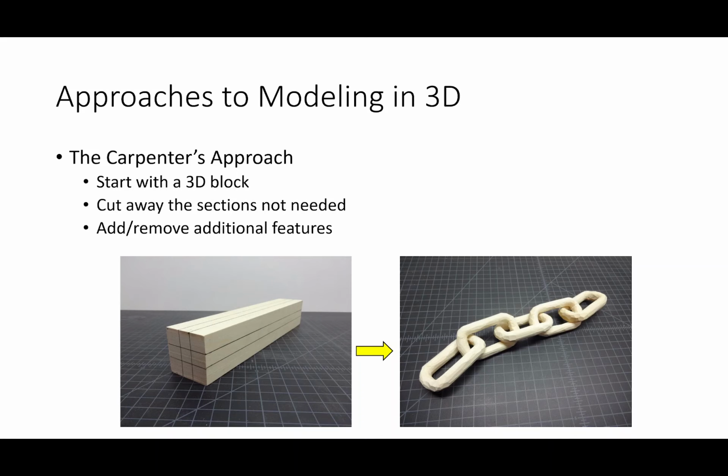What I mean by the carpenter's approach is take an object, build it, and then cut away, like remove material from it to go from point A to point B. Okay, that's what I mean by the carpenter's approach. Start with an object and cut material away from it. Remove geometry from it in order to generate this. So I might start with a block and end with this chain of 5 links.